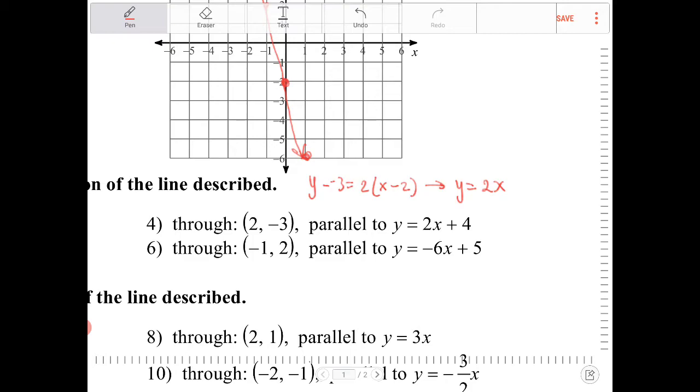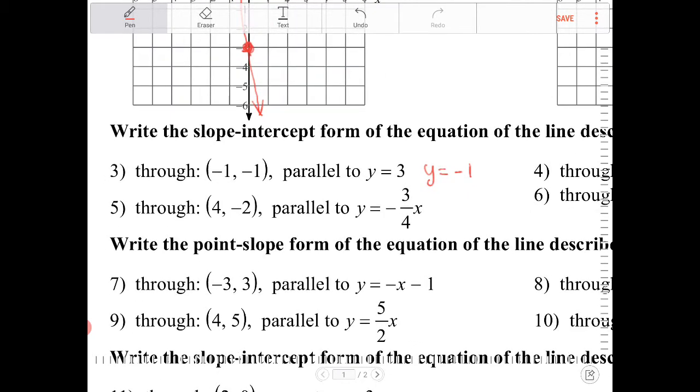2 times negative 2 is negative 4, but then I have to subtract 3 because minus negative 3 becomes plus 3 on the left, so I will have to subtract 3. So that will become minus 7. Okay? So this is the answer to question number 4.